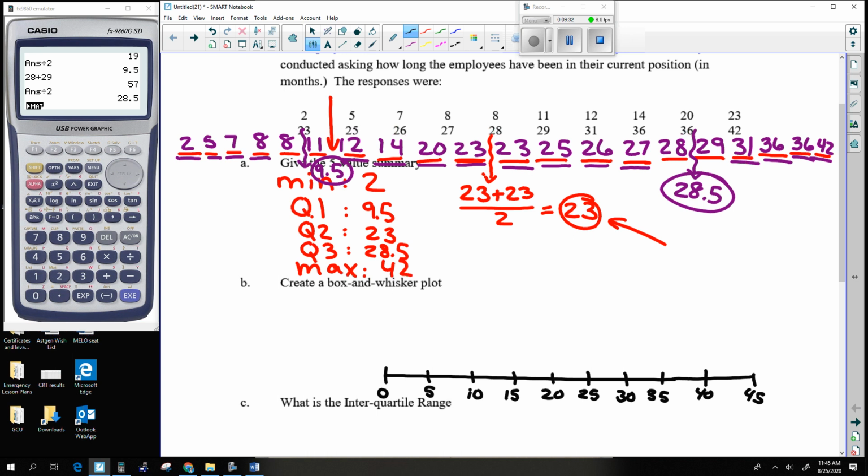What you do is purely above the number line. Don't draw on the number line. Draw it above the number line, your box and whiskers.